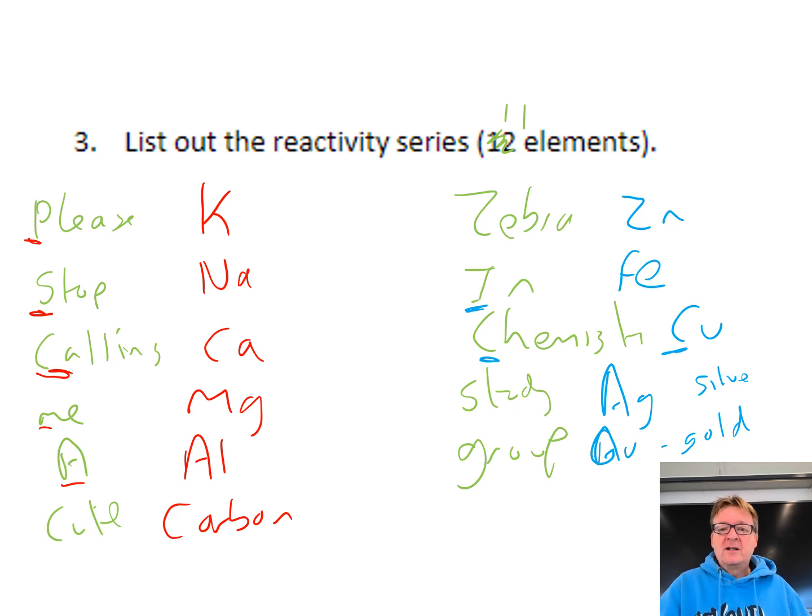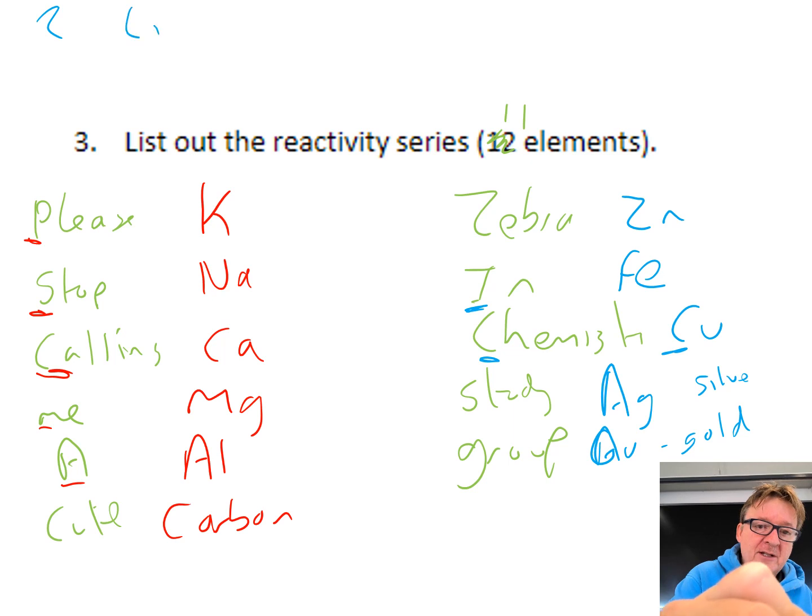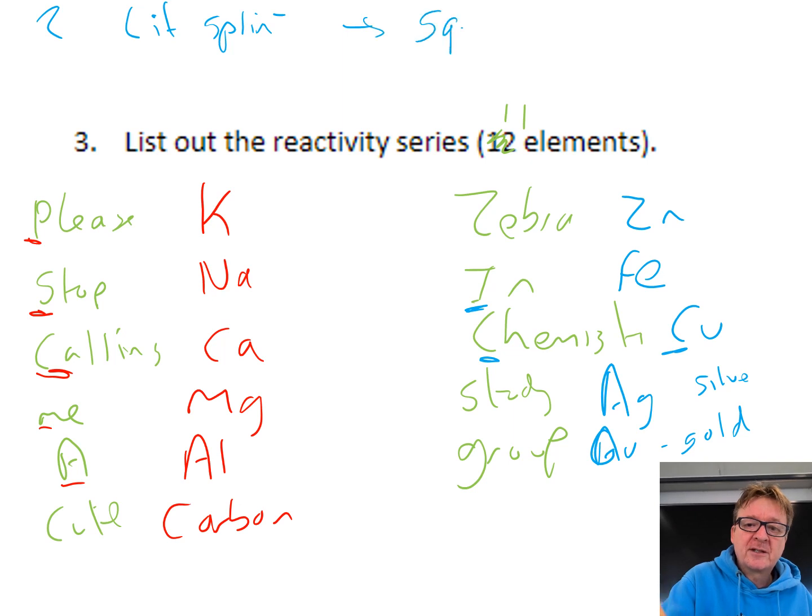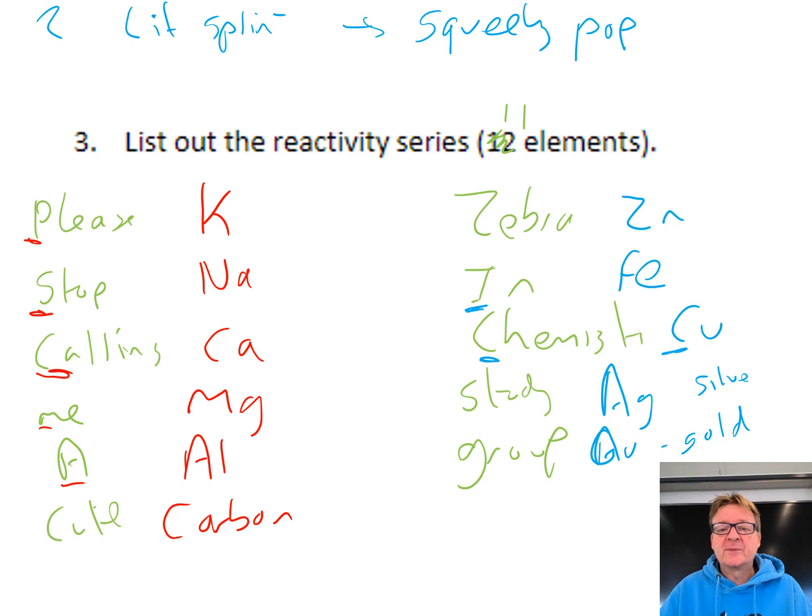I think on this PowerPoint, question number 2 was missed off. It was: how would you test for hydrogen gas? It is a lit splint. If you put a lit splint into hydrogen, you get a squeaky pop. I would try and make the noise, but there's not a chance.